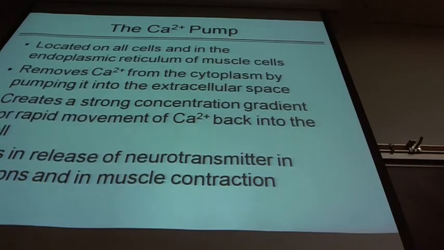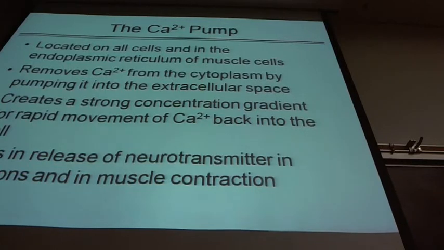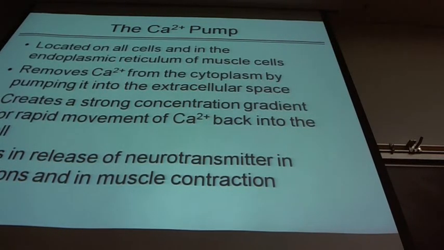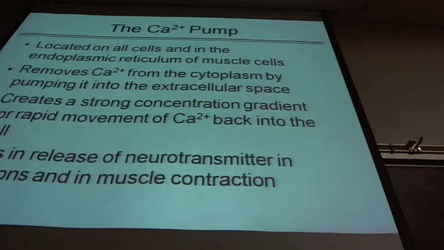Your body is pumping it out, getting a high concentration difference between the outside and the inside of the cell. So when you need that calcium rushing in to do the contraction, there it is. It also aids as neurotransmitters. When you hit the synapse, you have neurotransmitters that are released to carry that action potential across the synapse and down the next nerve.